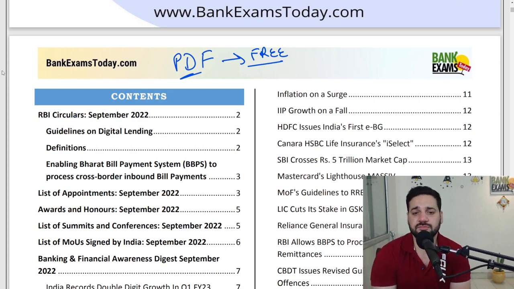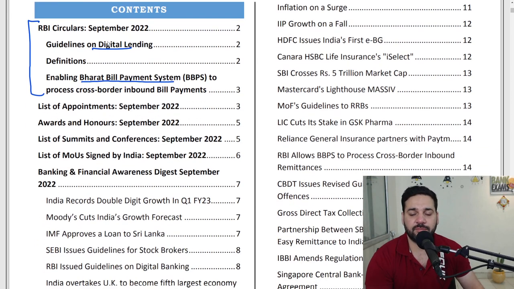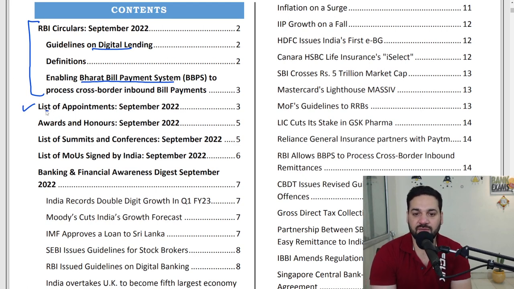So the contents, we start with the RBI circulars and the SEBI circulars. The guidelines on digital lending, and there is a circular about Bharat Bill Payment System. These two circulars are important, and there were hardly 3 or 4 circulars in the month of September. And then list of appointments. What we do, students, we write current affairs on a daily basis and then we categorize those circulars into appointments, awards, summits. And then we provide the summaries in this capsule, right? List of appointments is available in table format.